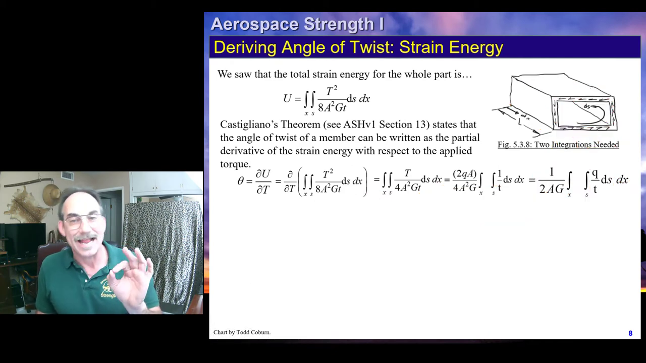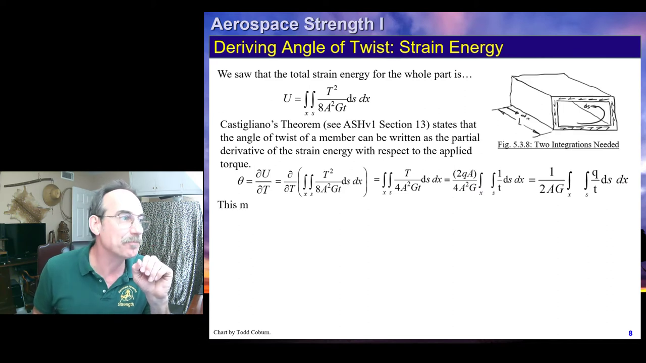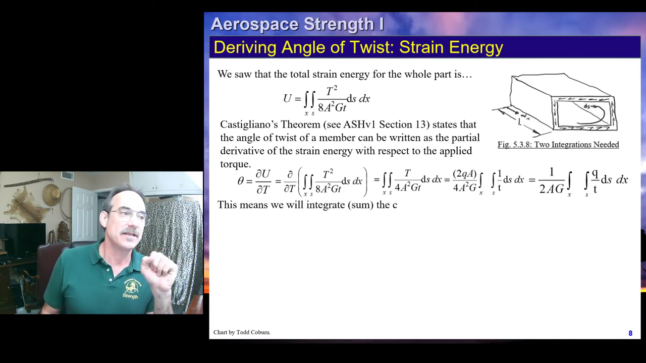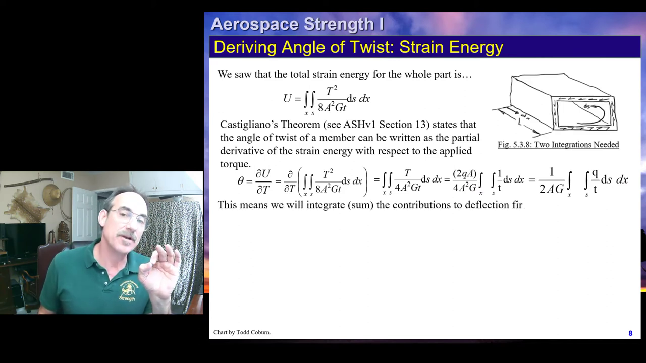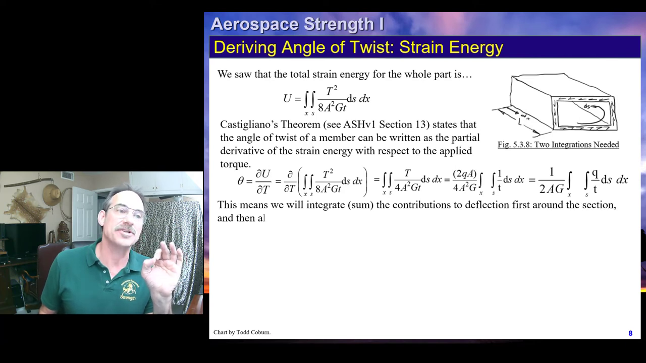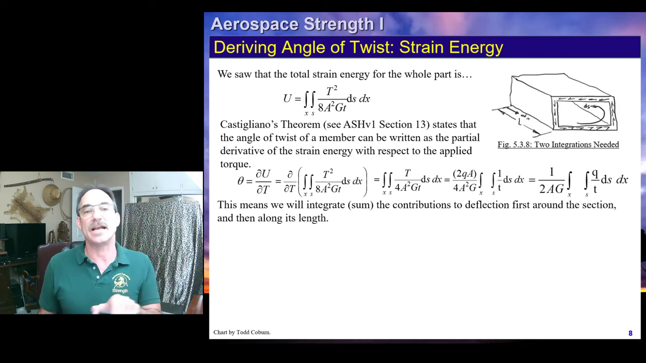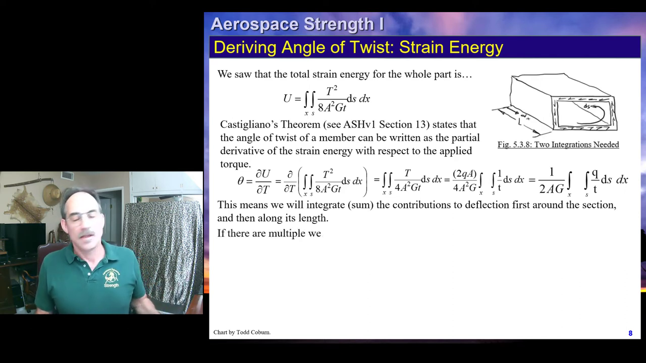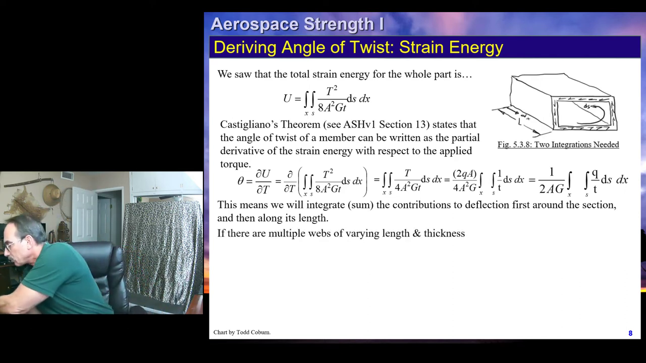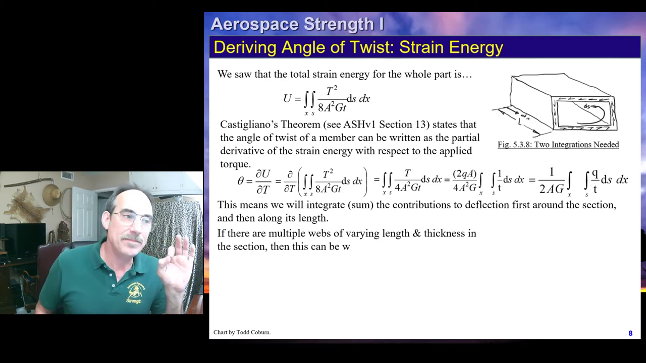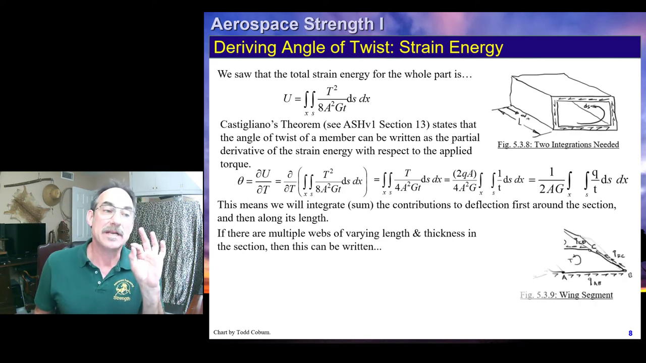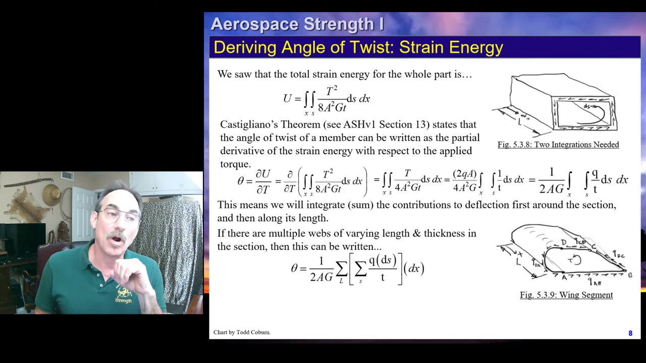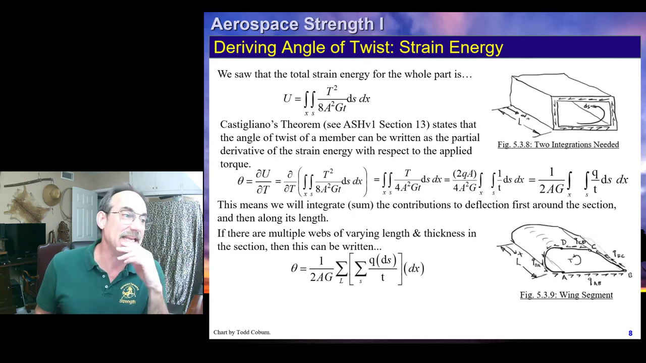Integrate that, and it's not hard. This means we will integrate the contributions to the deflection first around the section and then along its length. If there are multiple webs, and these webs were different thicknesses, you saw how that worked. If they were the same thickness, it gets even easier. So we can write that this way.